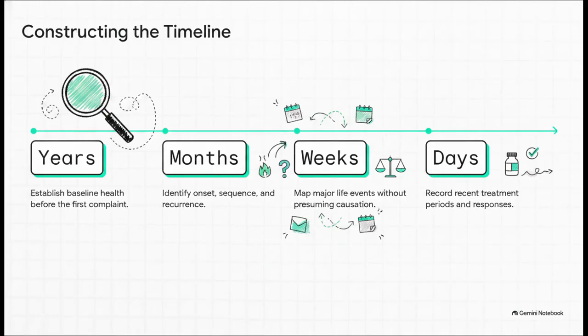Now, when moving into chronic cases, the practitioner really has to shift gears. It becomes all about reconstructing the longitudinal evolution of a patient's health. Like a true detective, you can't just start at the present symptom. You absolutely have to establish the patient's baseline health. Meaning, what were their life and body like before that very first complaint ever showed up? From there, you're mapping out the onset, major life events, and how they responded to previous treatments. And you're doing all of this without presuming causation.